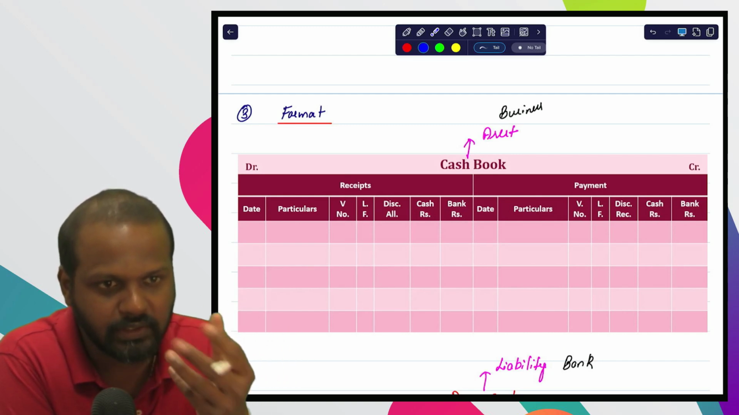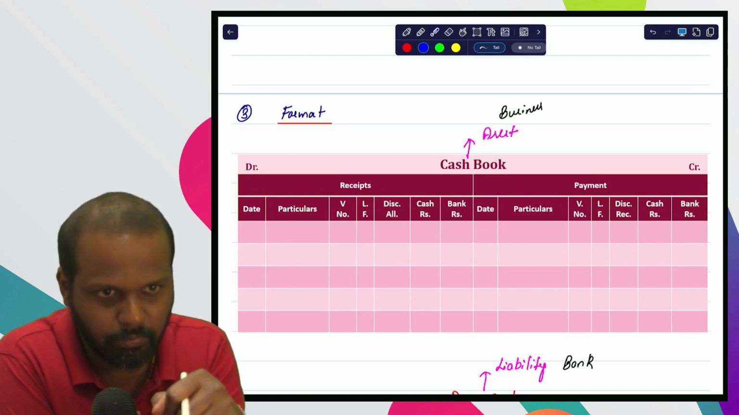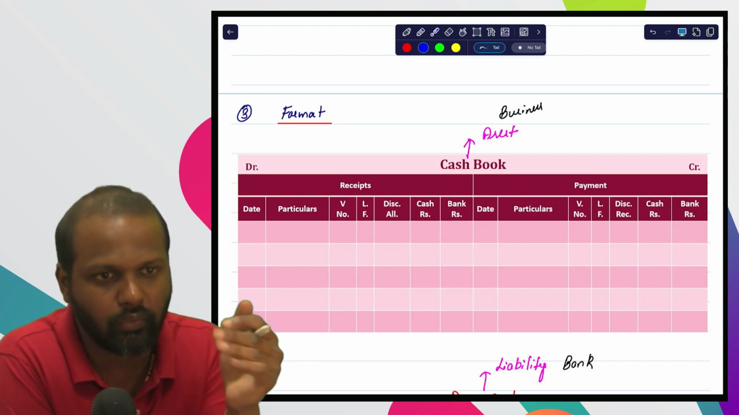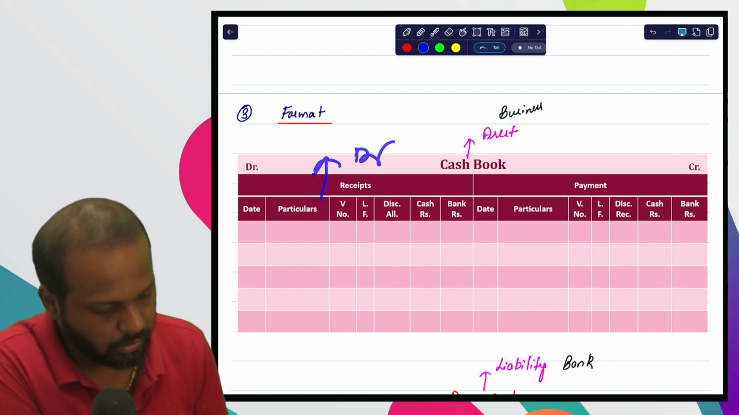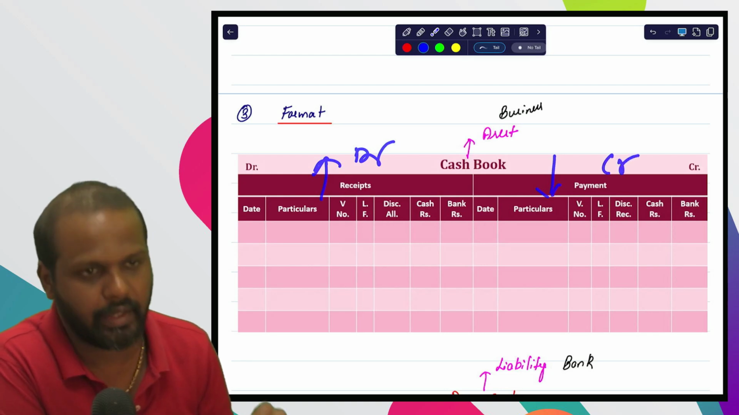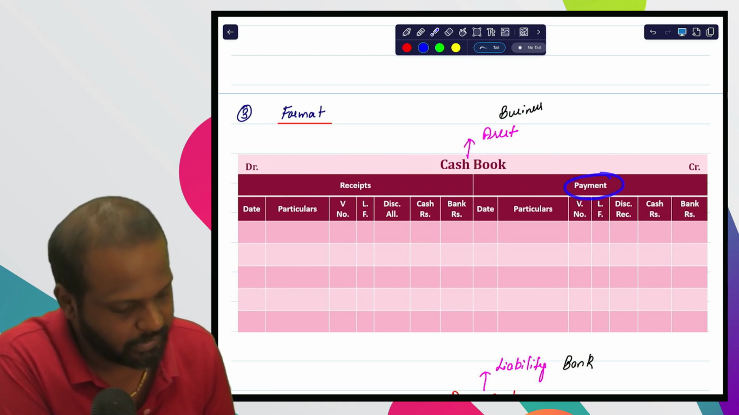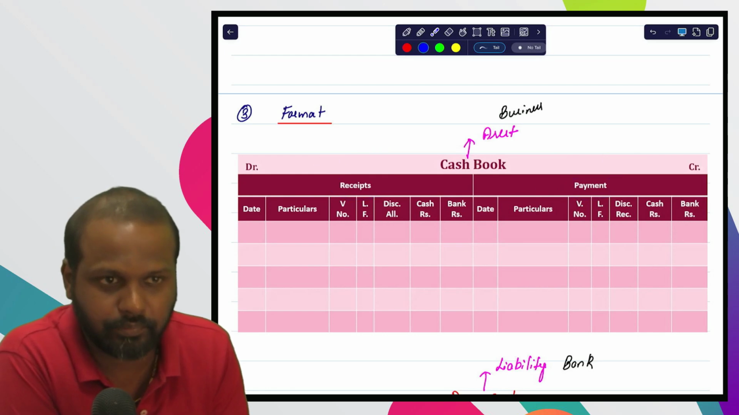So whenever you are receiving money in your bank account, we call it receipt. Whenever money is going out of your bank account, we call it payment. So asset increases, we do debit. Asset decreases, we do which one? Credit. So the credit side is called the payment side and the debit side is called receipts.